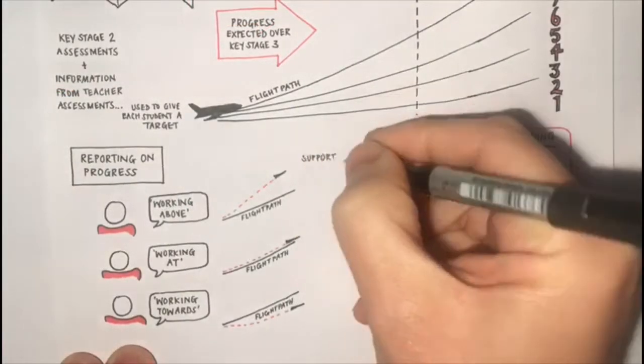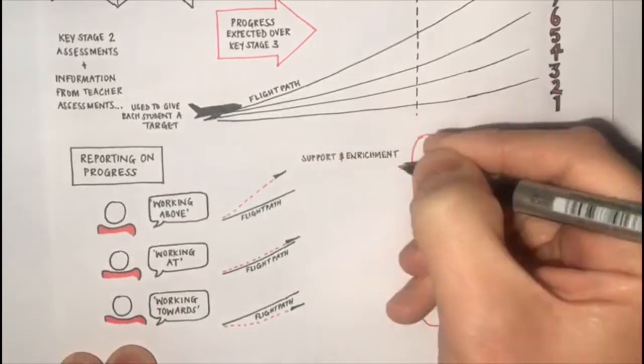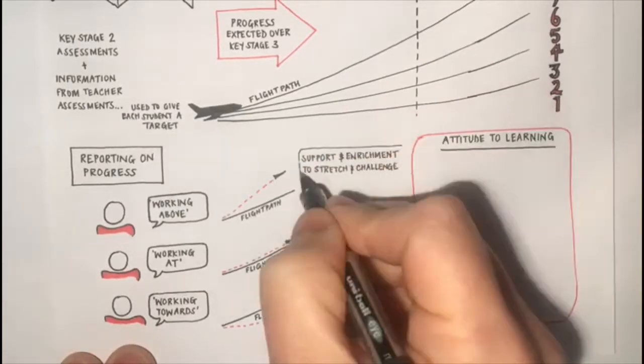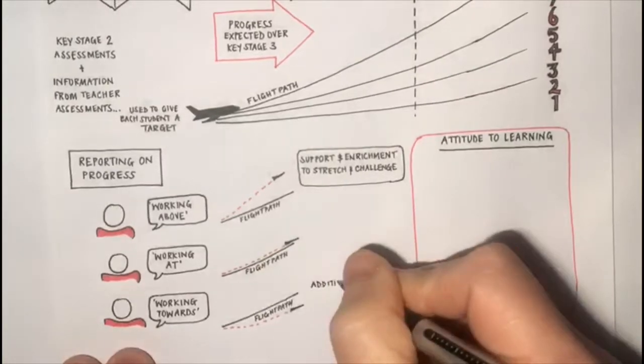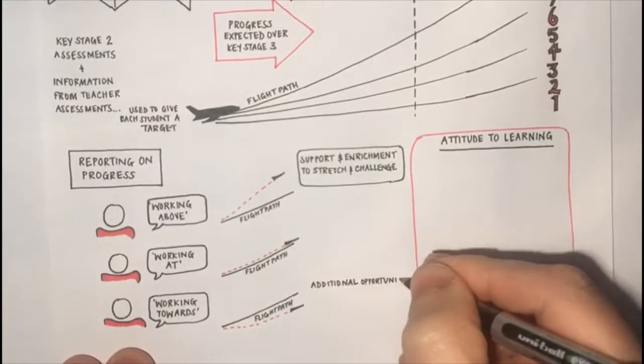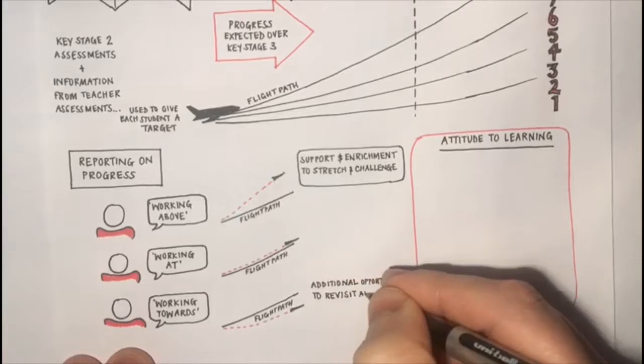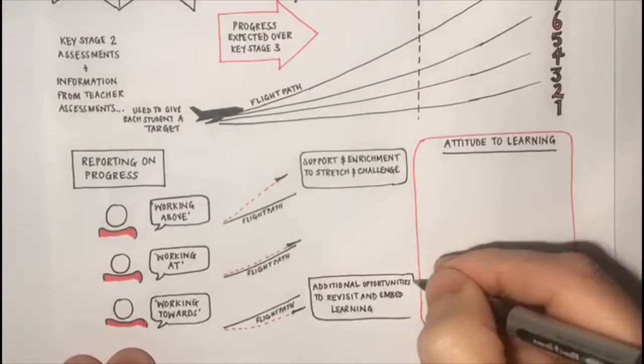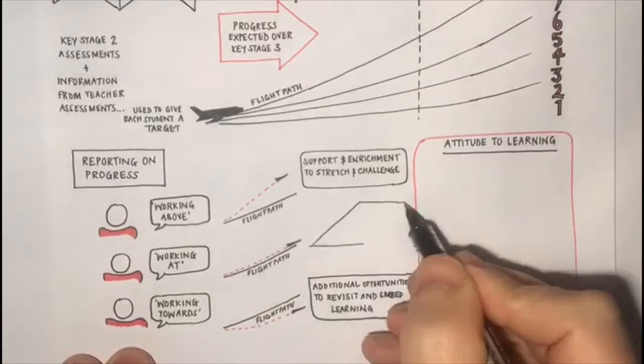Where a student is regularly exceeding their target flight path, the subject teacher will provide appropriate support and enrichment to stretch and challenge the student according to their need. Where a student's progress is below the level of his or her target flight path, the teacher will ensure there are additional opportunities to revisit and embed learning to enable the student to move on.